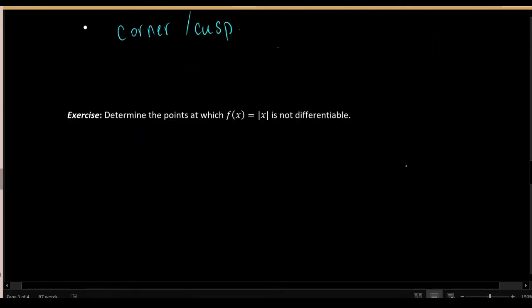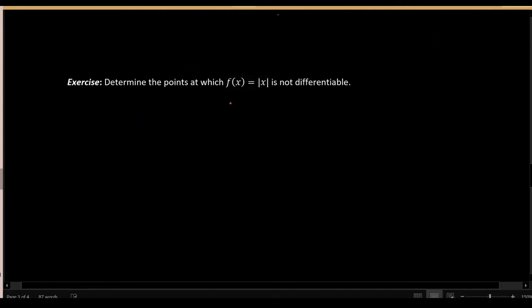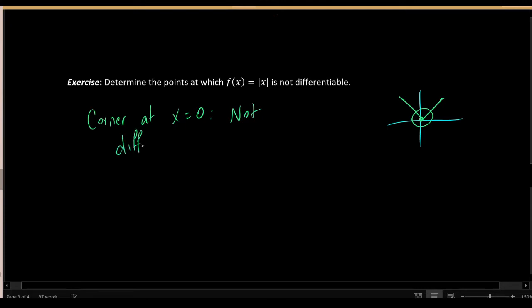For an example of a corner, let's consider the function f of x equals absolute value of x. This function looks like a v. So there is a corner located at the vertex where x is 0. And therefore, the absolute value is not differentiable at x equals 0.